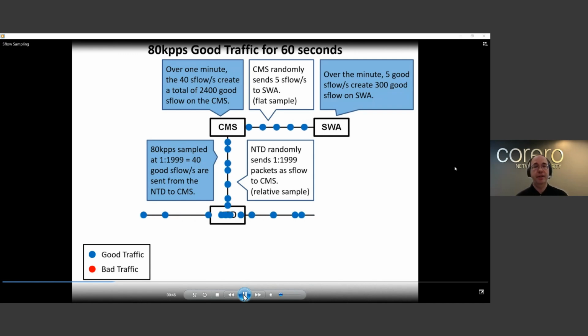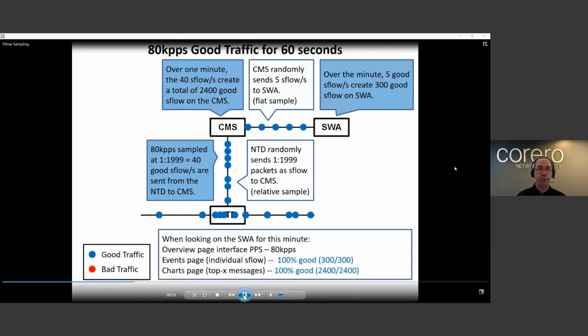Now, over the minute, the SWA can look at these when you look at your events page, and it can count these, and it would say, hey, I see 300 good samples, right? So at the end of the minute, you'll see 300 out of 300. You'll see 100%. You'll see on the charts page 100%. So if your charts page looked kind of boring, you would just see one blue line all the way at the top. And I didn't really talk about the overview page much, but it's basically an interface graph and some other stuff. It would say, hey, I saw 80,000 PPS.